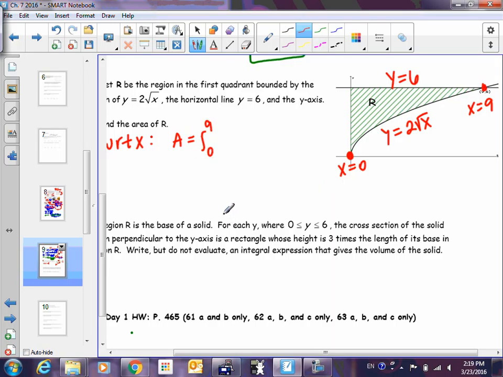6 is the y value. We're not using that when we're doing with respect to x. Then I need to do the more positive function, the top, which is 6, minus the bottom, which is 2 radical x dx. Okay, for time, I'm not going to go through typing this in the calculator. You're going to get 18, though.